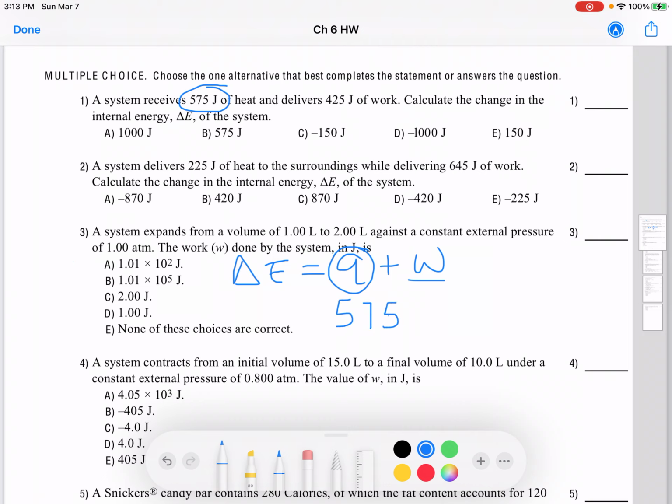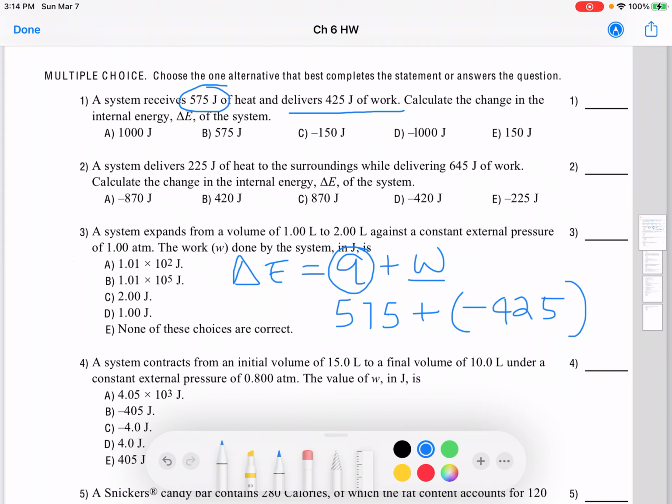And then it says it delivers 425 joules of work. If the system is delivering work, meaning the system is losing that amount of energy, that's going to be a negative number. So plus negative 425 joules. When you add these two together, it will give you the correct answer, which is going to be 150 joules.